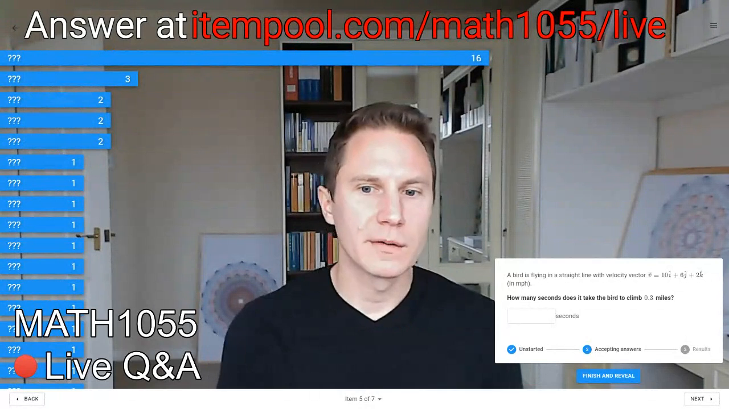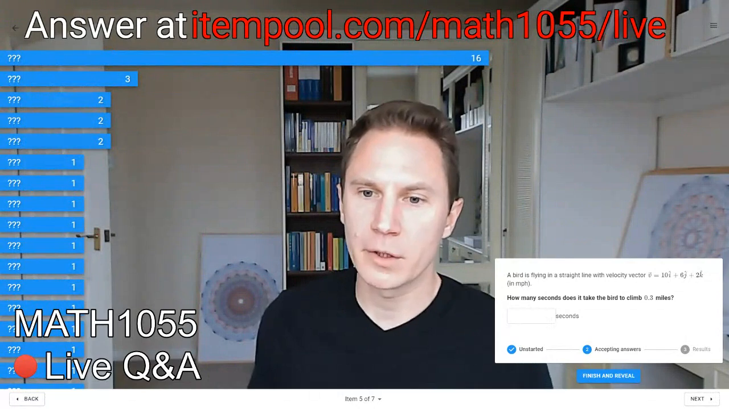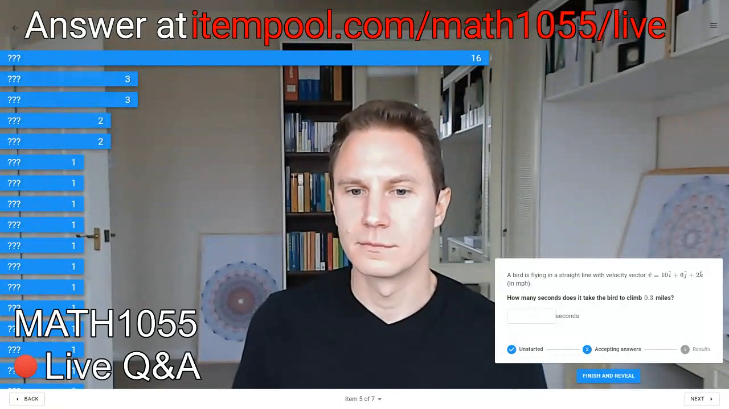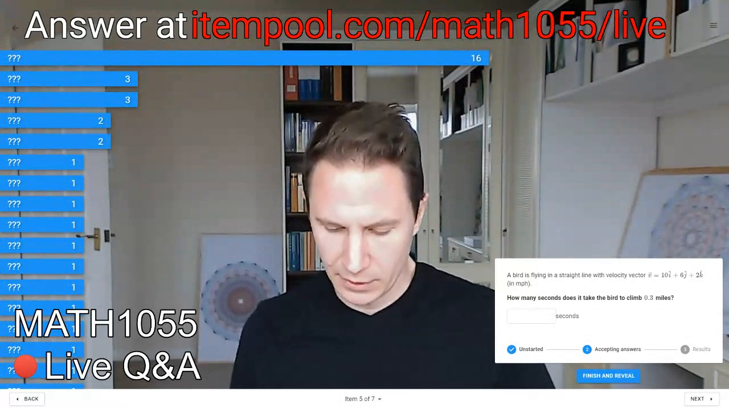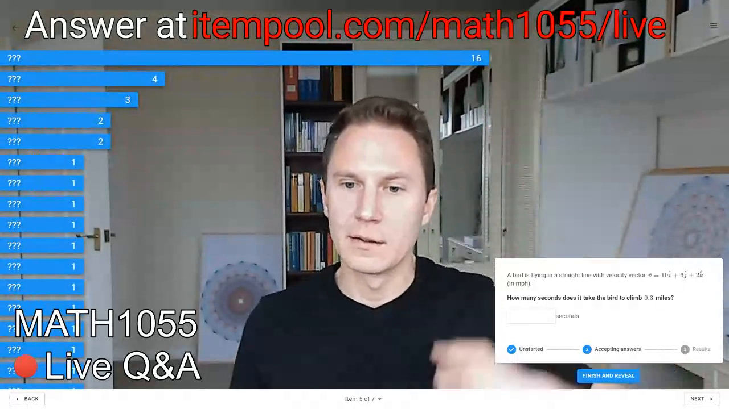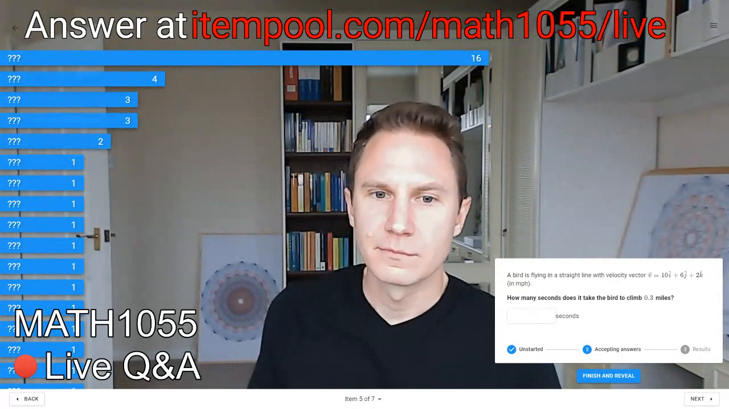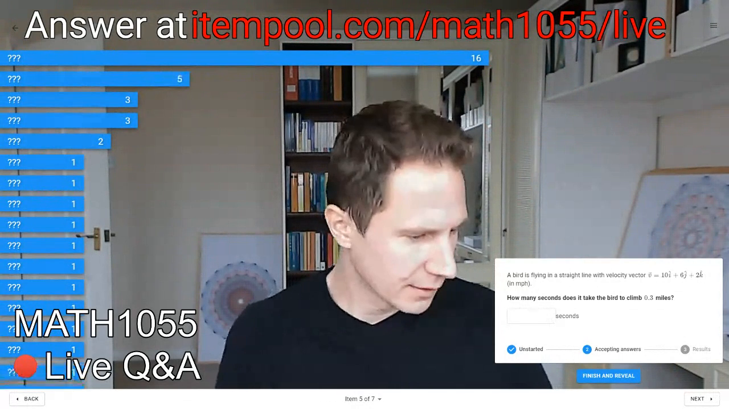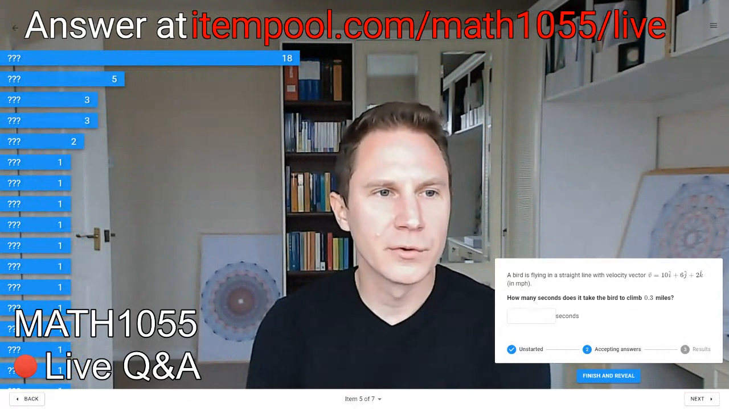Of course, the speed of the bird, which I'm actually not asking you to calculate, would be the length of this velocity vector, right? So what I'm actually asking is to calculate the number of seconds needed for the bird to climb vertically up 0.3 miles. I hope this was a good hint or something that you could use.